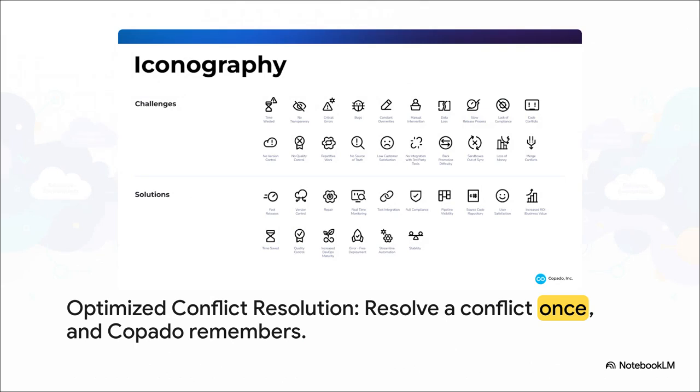Second, conflict resolution gets a major upgrade. Remember that nightmare of solving the same conflict 30 times? Yeah, that's over. Here, you solve it one time, and Kapato remembers your choice for that file and applies it everywhere else it pops up during the sync. This is a massive, massive time saver.